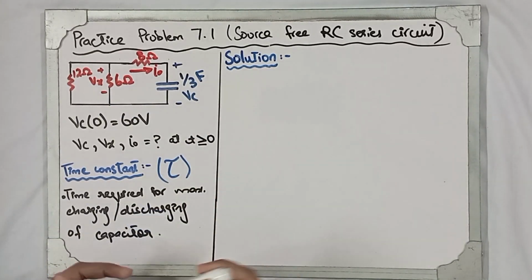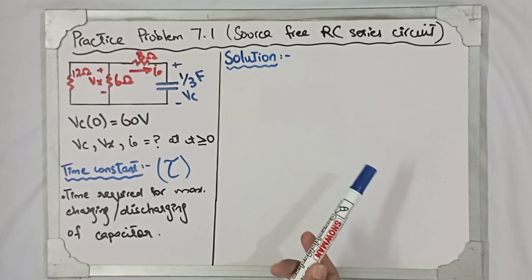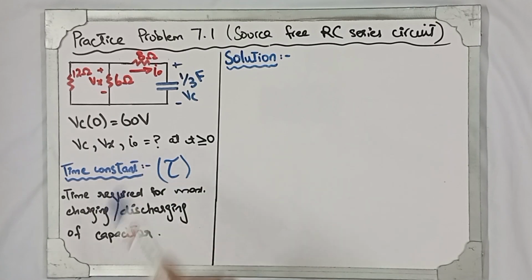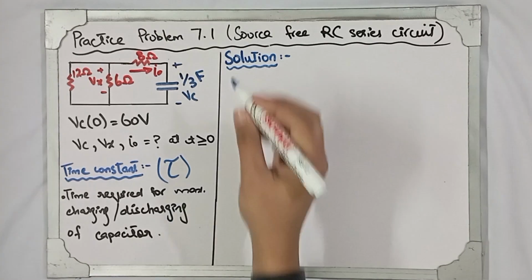The time constant is the time required for maximum charging and discharging of the capacitor, and for a time period of one time constant, the maximum charge that can be stored by the capacitor is 63%, or the minimum charge that can be stored is 37%. So let's find the time constant.